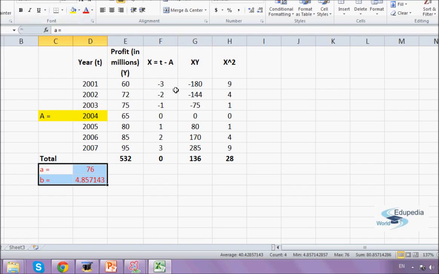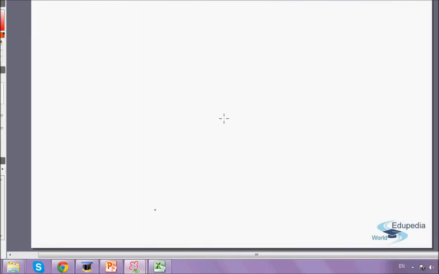Okay, let me write the trend equation. The trend equation here would be yt to be specific equals a plus b x. Okay, so that will be a is 76 plus b is 4.86 x. And if you recall, I had told you that along with the trend equation we will also have to write the year of origin.